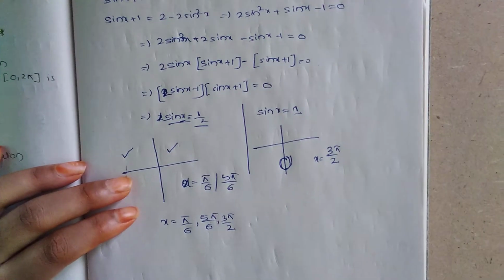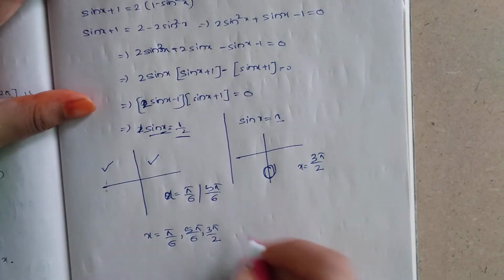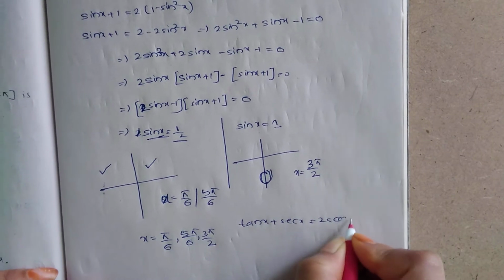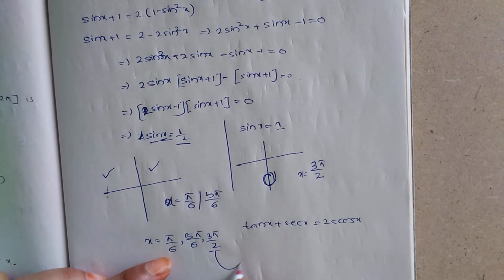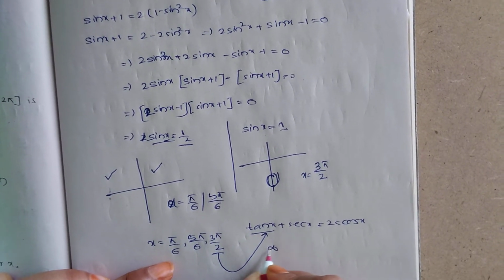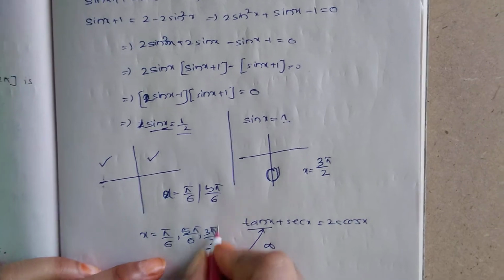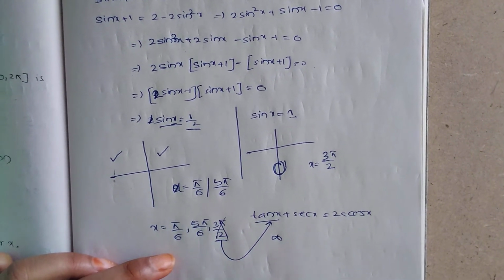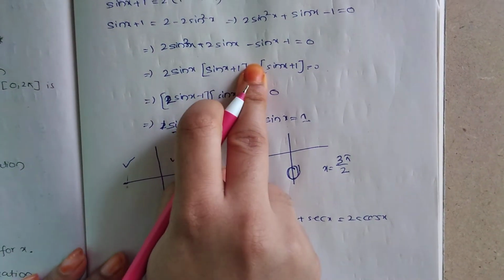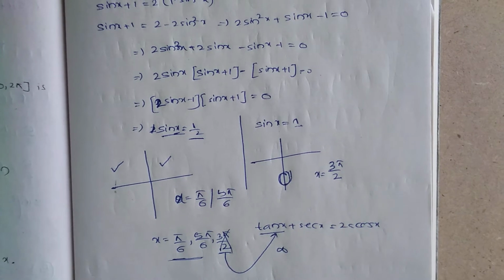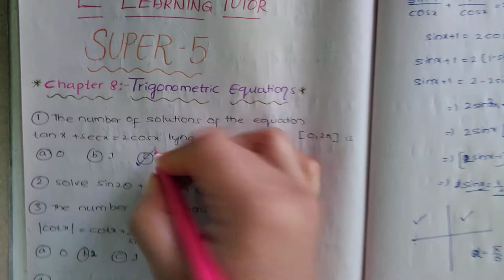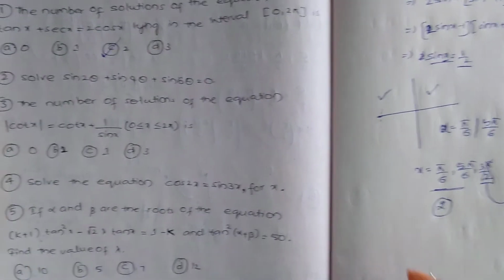Now what is the actual equation? tan x plus secant x is equal to 2 cos x. When you substitute 3 pi by 2 in tan x, you'll get infinite. Right? So this is not possible. So the number of solutions of this equation is 2. So let's see the next question.